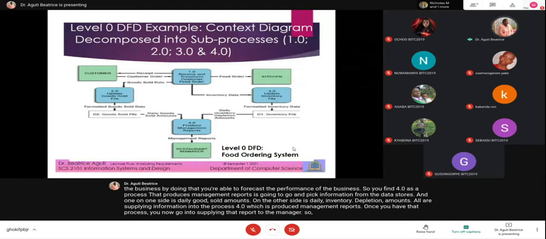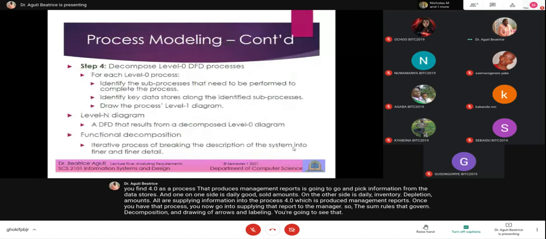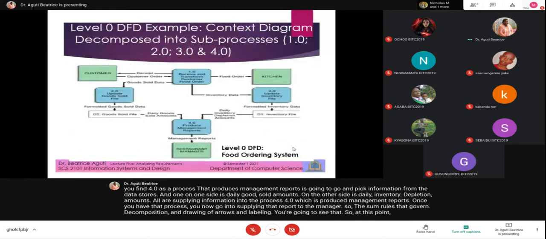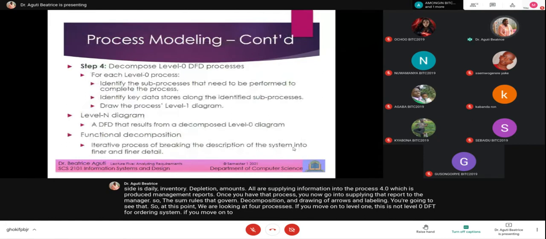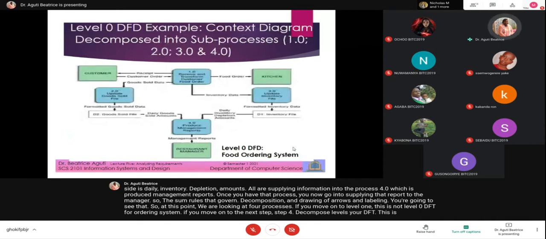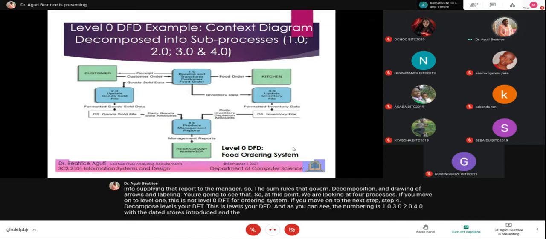So there are some rules that govern decomposition and drawing of arrows and labeling. You're going to see that. So at this point, we are looking at four processes. If you move on to level one, this is now the level zero DFD, food ordering system. If you move on to the next step, step four, decompose level zero DFD. This is level zero DFD, and as you can see, the numbering is 1.0, 3.0, 2.0, 4.0, with the data stores introduced and the three entities.